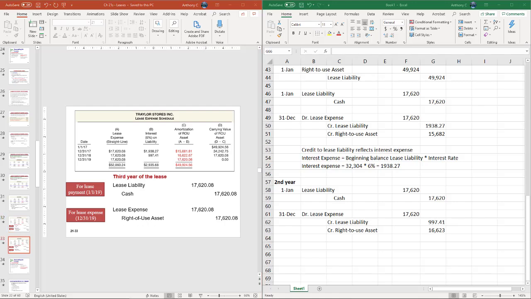And then going into the third year, again following the same process. Notice here in the last year though, we have a zero interest on the liability. This is because at the beginning of the year, we would have made our last payment for the lease, which then would reduce our lease liability to zero. In turn, we wouldn't have any accrued interest over the year.